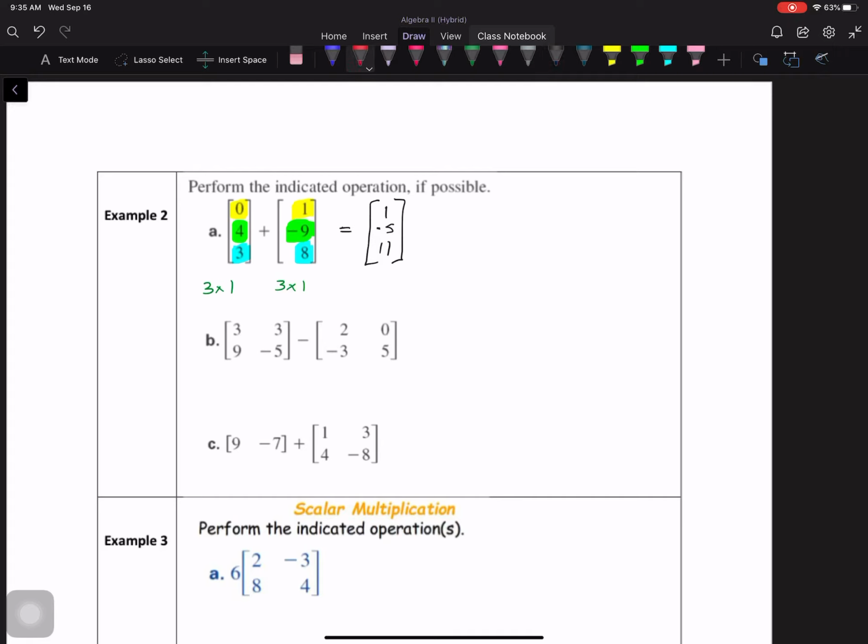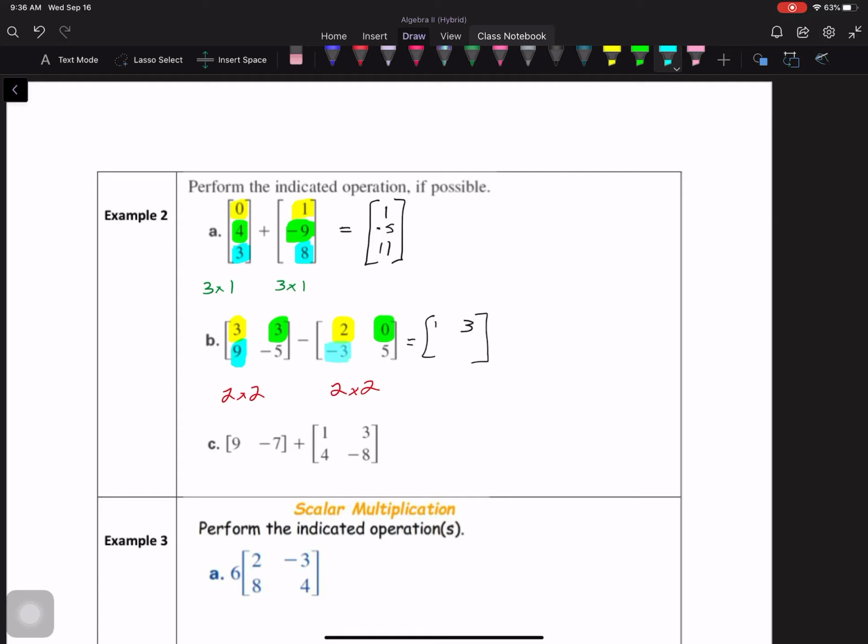Letter B. Here we have another 2 by 2, and we're subtracting another 2 by 2. So we are good to go as far as the dimensions. They are the same. Our operation here is subtraction. So same idea, subtract the corresponding elements. So top left is 3, minus top left over here is 2. So 3 minus 2 is 1. 3 minus 0 is 3.